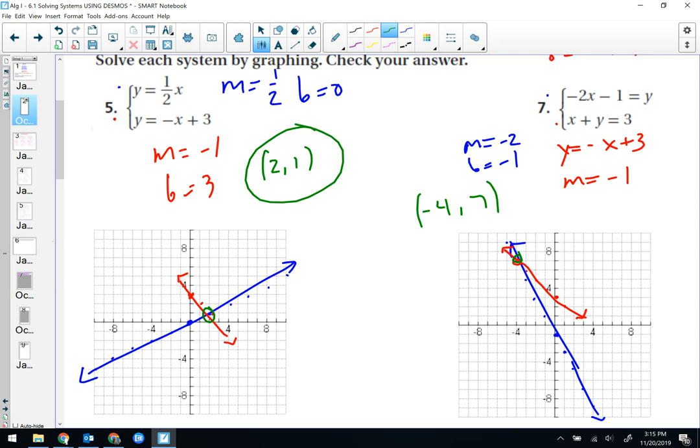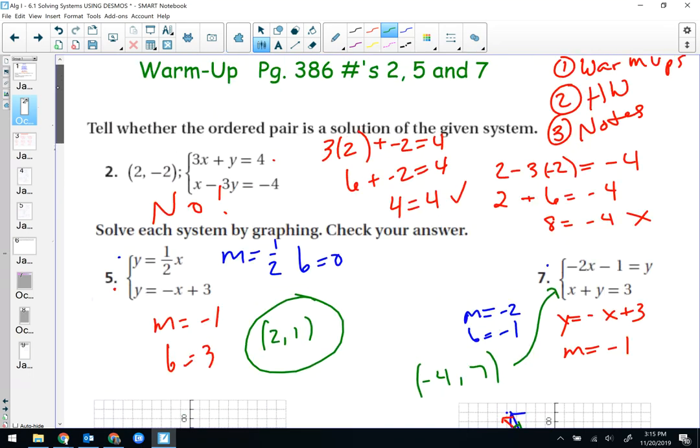Don't believe me or you're not sure? Plug it back in to see if it worked, just like we did in the first warm-up problem up here.